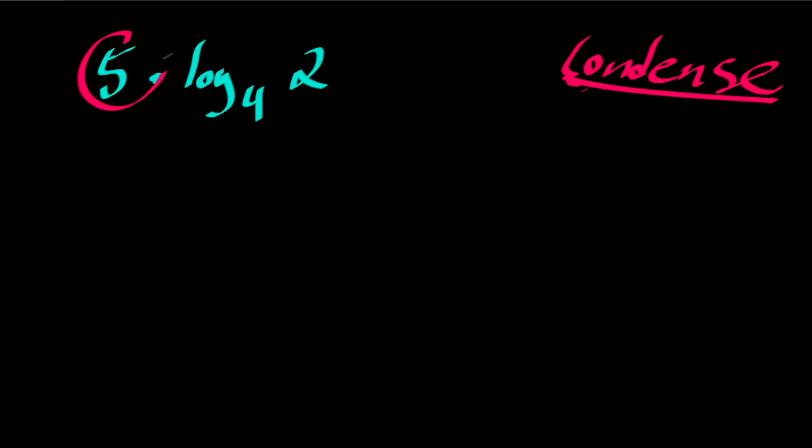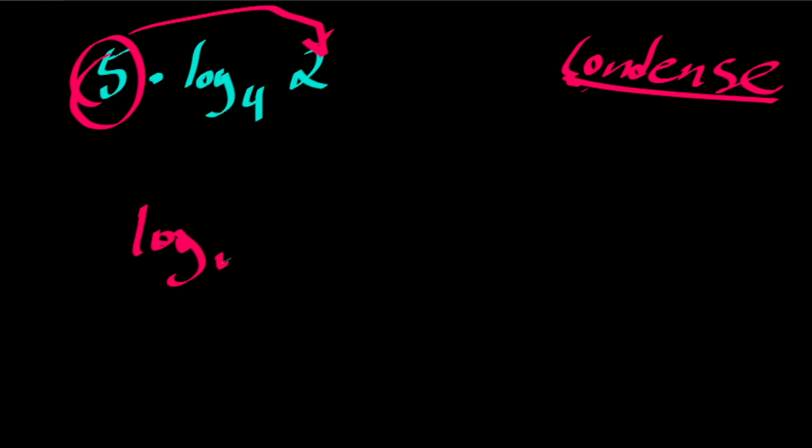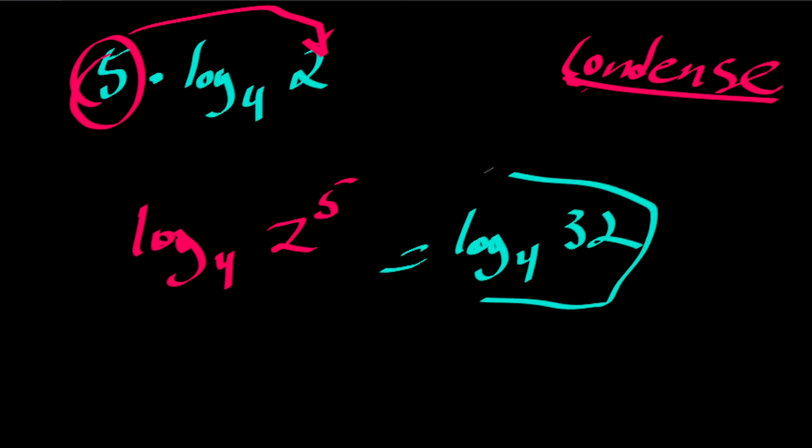So to condense this, we want to get rid of this 5 multiplied in front. And it's pretty simple once you get used to it. The 5 just becomes the exponent for 2. So this becomes log base 4 of 2 to the 5th power, which we could simplify and say log base 4 of 32. All right.